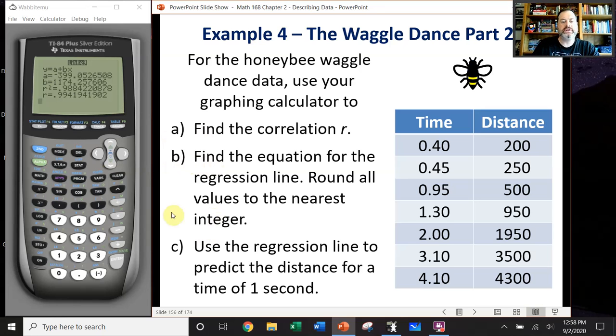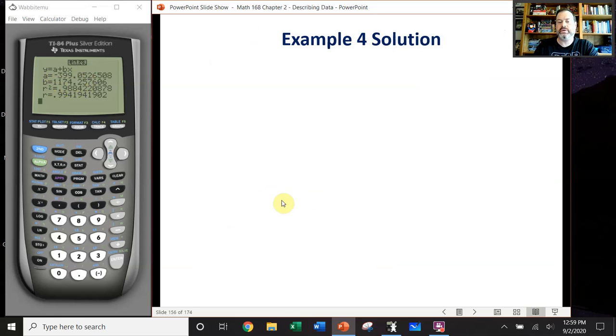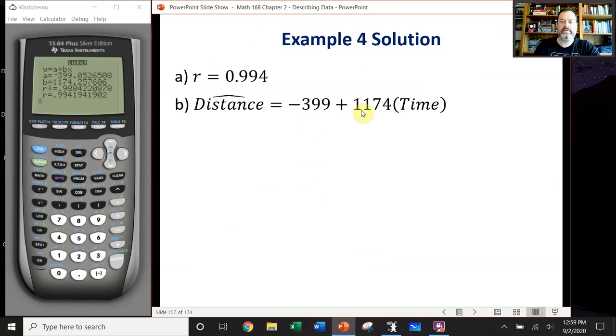So now we're going to do parts B and C, right? Find the equation for the regression line, round all values to the nearest integer. So here is our y equals A plus bx, even though it's y hat, so TI is wrong here. I don't know how anybody as bad at their jobs as these guys can consistently charge $150 for a product. This should say y hat equals A plus bx. So it's negative 399 plus 1174. So we're just going to round everything to the nearest whole number, and you end up with this right here.